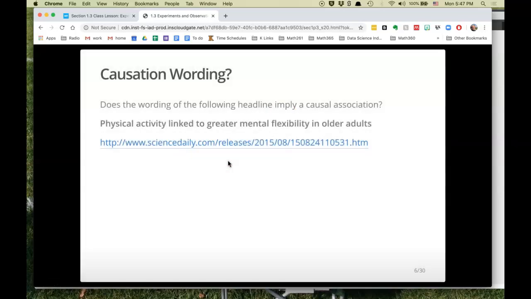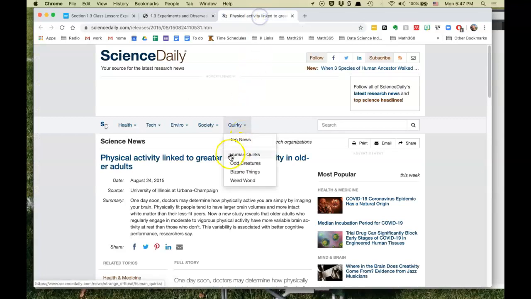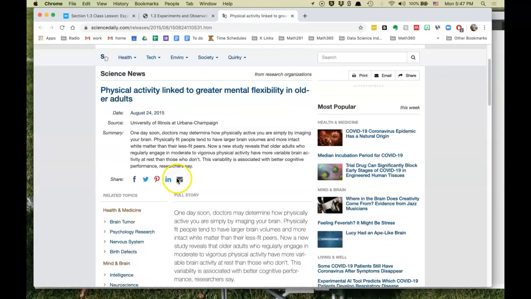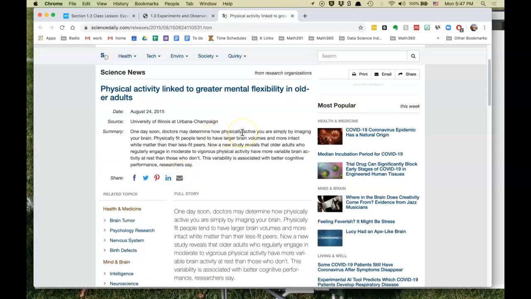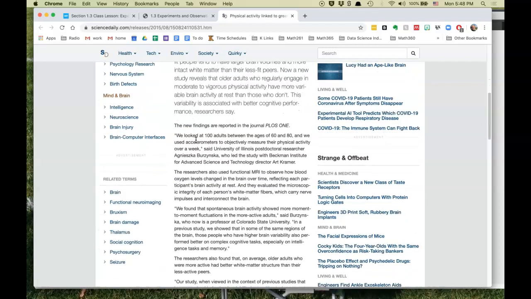Here's another example. Physical activity linked to greater mental flexibility in older adults. Physical activity, we're certainly concerned with aging and your mental flexibility, so this is a reference to Science Daily. And here's a description. One day soon, doctors may determine how physically active you are simply by imaging your brain. And in this case, there's some work.